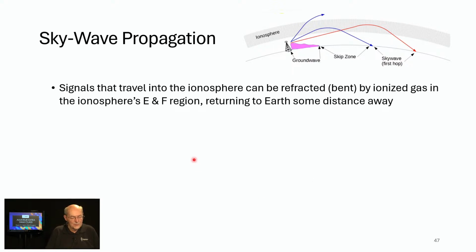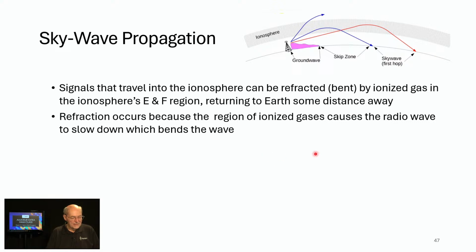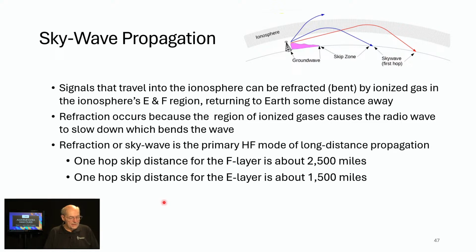Signals travel into the ionosphere, can be refracted or bent by ionized gas in the ionosphere, the E and F region, returning to Earth some distance away. The reason that they're bent is because the electron density is different in these different layers. It occurs because the region of ionized gas causes the radio wave to slow down, which bends the wave. It's a denser or less dense medium, actually, as you continue going higher. So refraction or skywave is the primary HF mode of long-distance propagation.